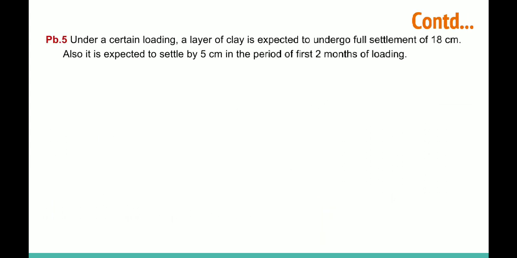So next we have question number 5. Under a certain loading, a layer of clay is expected to undergo full settlement of 18 cm. Also it is expected to settle by 5 cm in the first 2 months of loading. Are you getting my point? Under a certain loading, a clay layer is expected to undergo full settlement of 18 cm. Means the total settlement is given, delta capital H, that is 18 cm. Also it is expected to settle 5 cm, means delta small h is 5 cm, in the period of 2 months of loading, and this settlement is occurring in the 2 months.